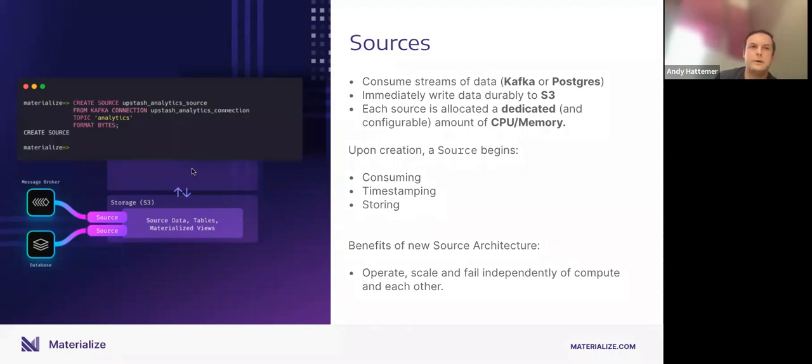So if you have one really high throughput Kafka topic, we can scale that source up, give it more resources, and lower throughput topics can be allocated minimal resources. The isolation also means that they can fail over independently.